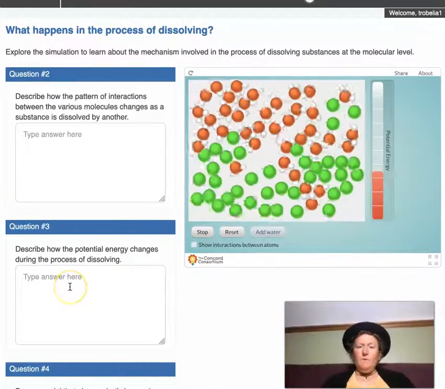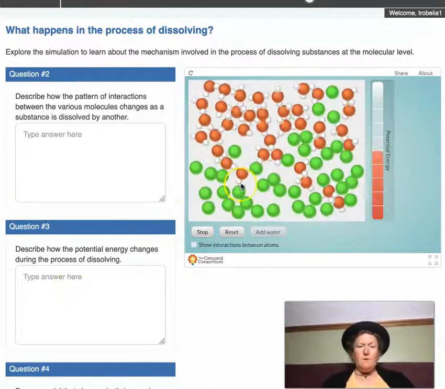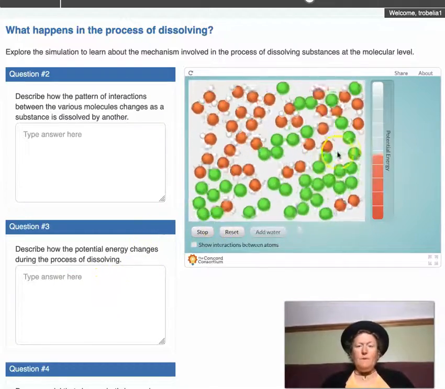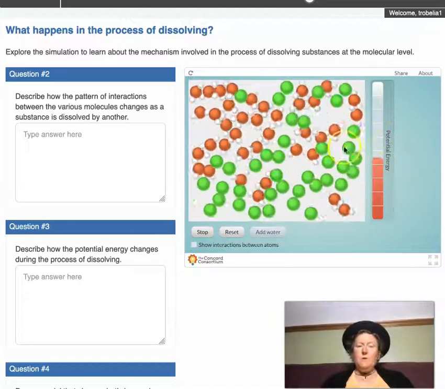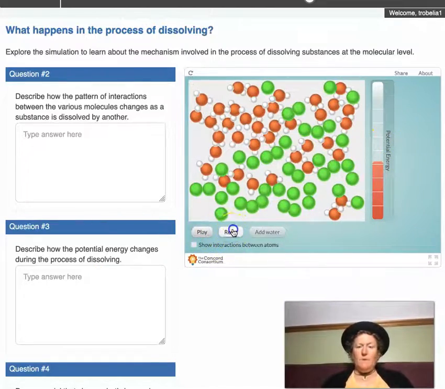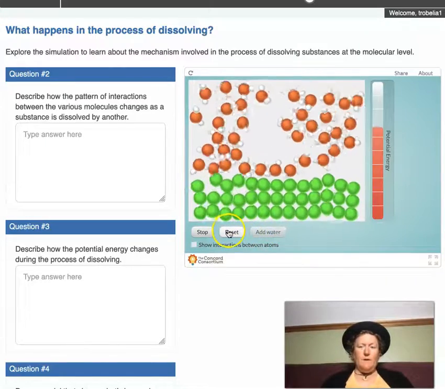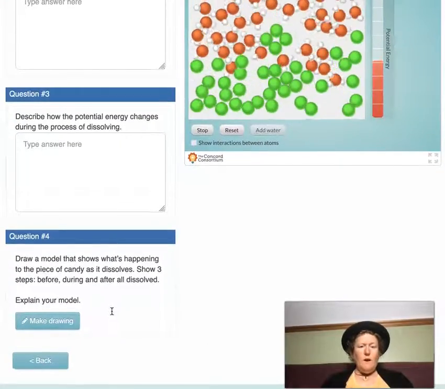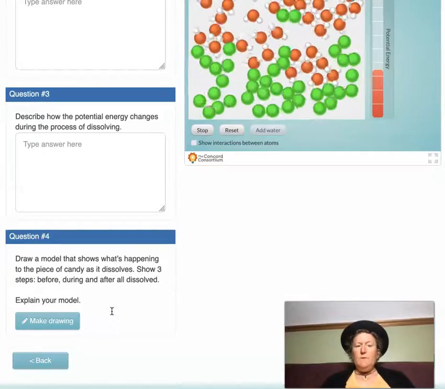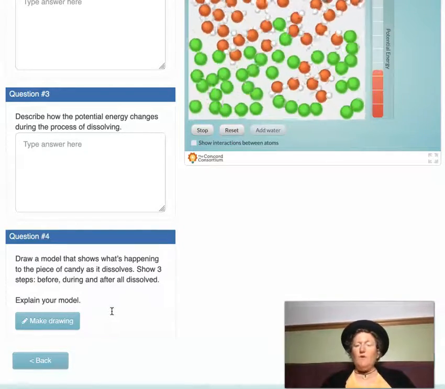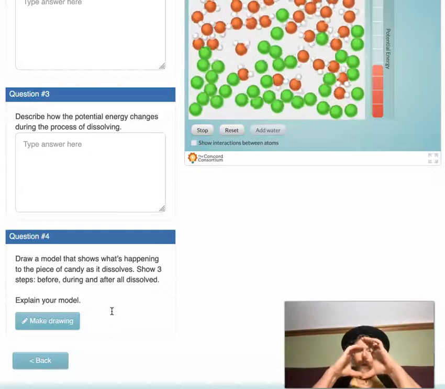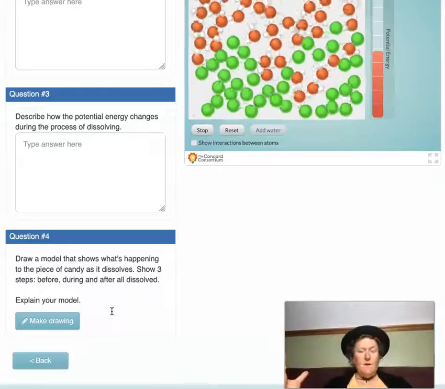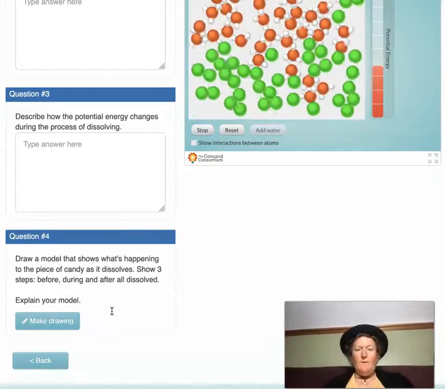So hopefully, after you've looked at the interaction here in the simulation, you can answer question 3. How does the potential energy right here change as you run the simulation? You can stop it, reset it, add water, and run it again to see how that changes. And then we have question 4, which is draw a model that shows what's happening to the piece of candy as it dissolves. Show 3 steps. So the very beginning where you have the whole candy just sitting there in the water, then as it's dissolving, and then show it after it's dissolved.